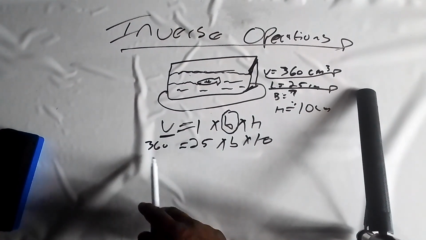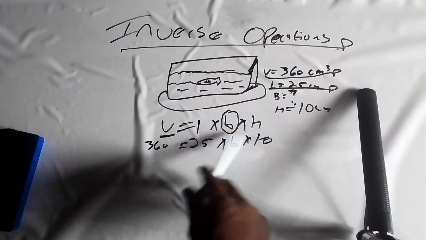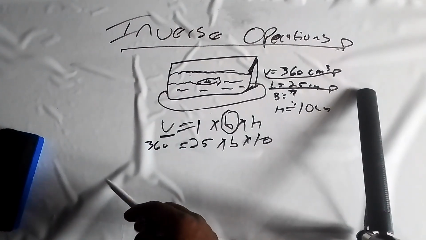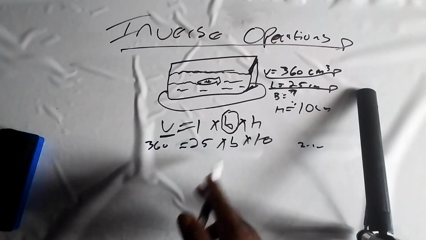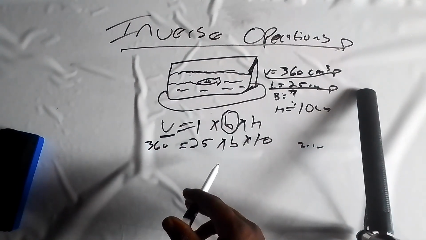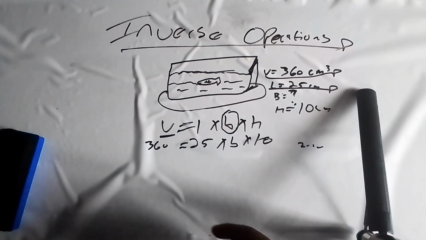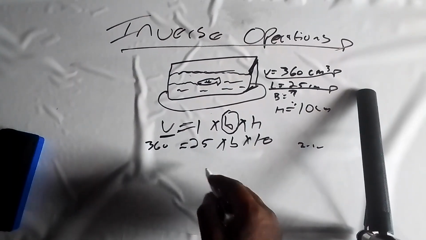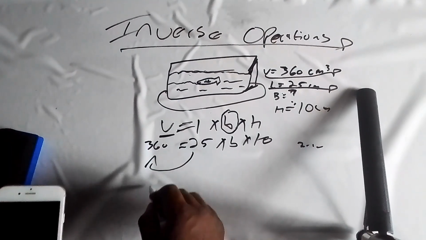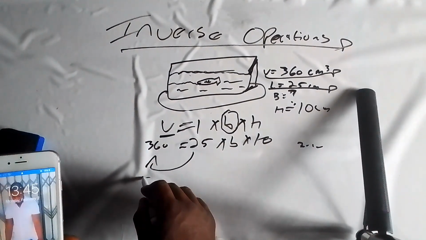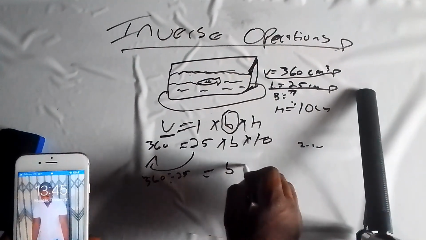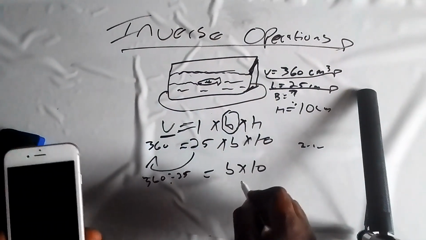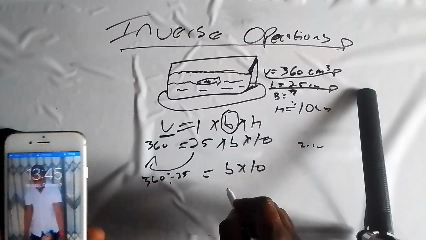So normally, in order for us to find the volume, we multiply, but now we don't have the volume. So what do we do? We do the inverse of multiplying. The inverse is what? The opposite. So the opposite of multiplying is what? It's division. So we simply move this here, and then it will be 360 divided by 25, and here we're just left with breadth and the height.